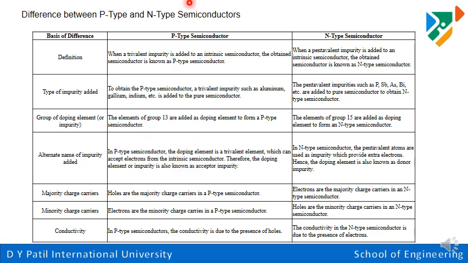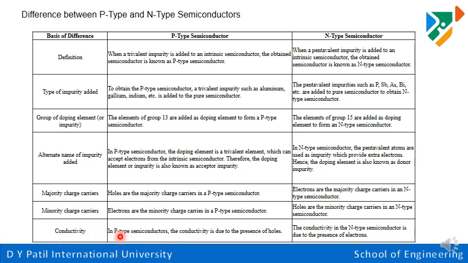P-type is called the acceptor impurity, and this is called the donor impurity. In P-type the doping element is trivalent, while here it is a pentavalent atom. Hence this is called the donor impurity, and that is called the acceptor impurity. This is very important: holes are the majority charge carriers in P-type, while here electrons are the majority charge carriers. Exactly opposite, the minority carriers in P-type are electrons, and in N-type the minority carriers are holes.